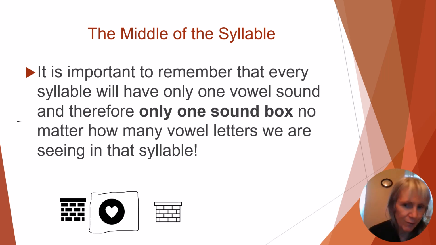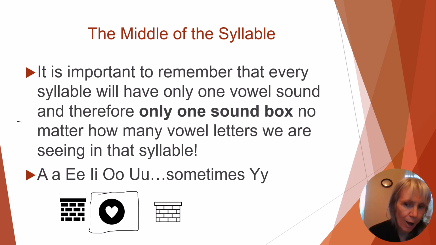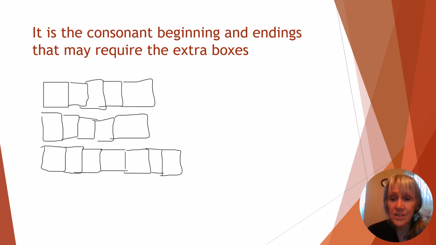So when we get to the middle of our word part, we're hitting the heart of the word part, whether we have consonant walls or not. Once we hit the vowel sound, no matter how many letters there are, there's only one vowel sound per syllable. So one sound box represents the heart of the word, the vowel sound. It is the consonant beginnings and endings that make the extra boxes, okay? The vowel sound will never require an extra box, but sometimes the beginning or the ending of our word part or one syllable word will require extra boxes.